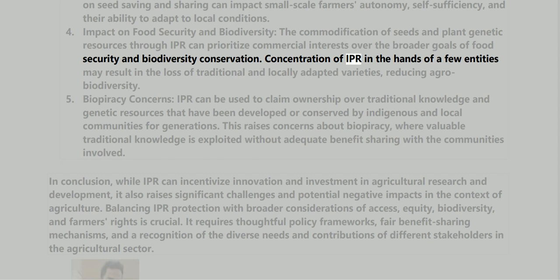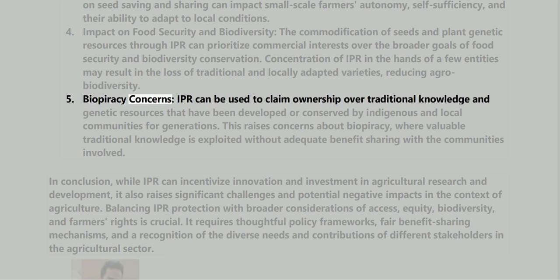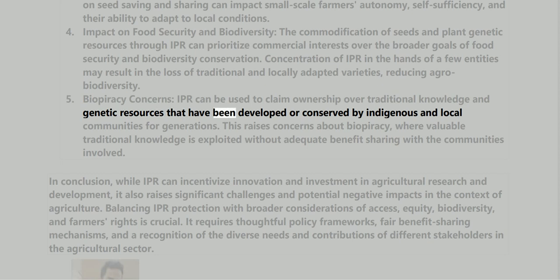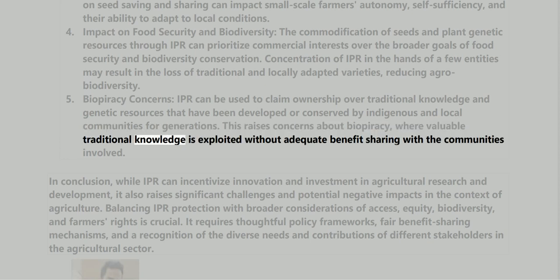Concentration of IPR in the hands of a few entities may result in the loss of traditional and locally adapted varieties, reducing agrobiodiversity. 5. Biopiracy concerns. IPR can be used to claim ownership over traditional knowledge and genetic resources that have been developed or conserved by indigenous and local communities for generations. This raises concerns about biopiracy, where valuable traditional knowledge is exploited without adequate benefit sharing with the communities involved.